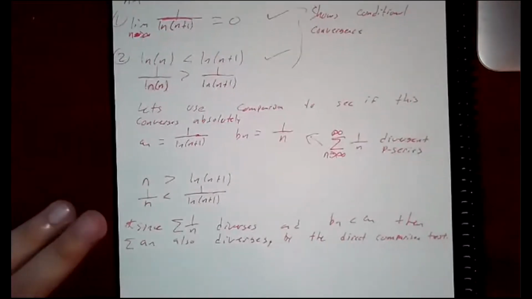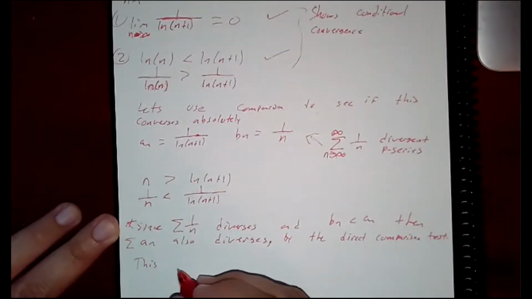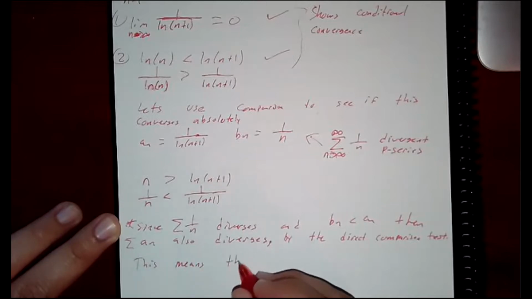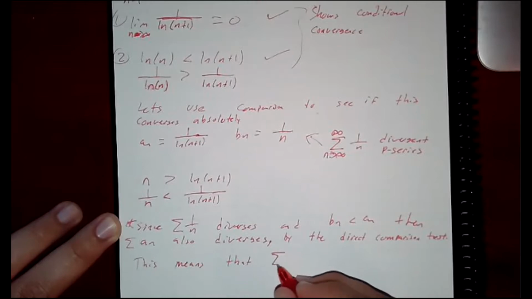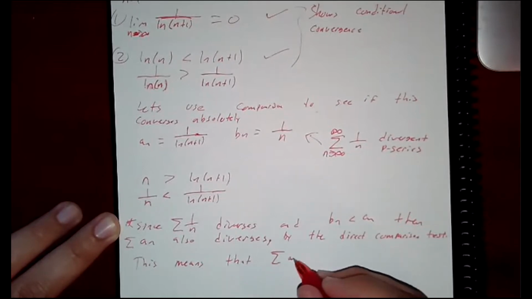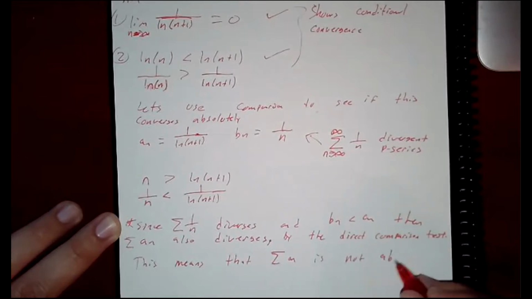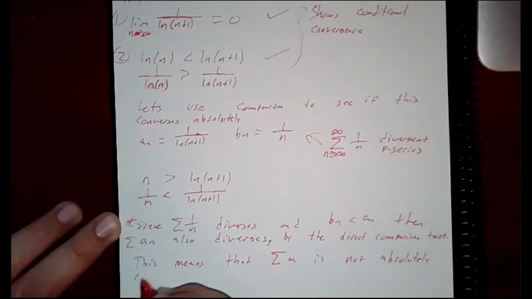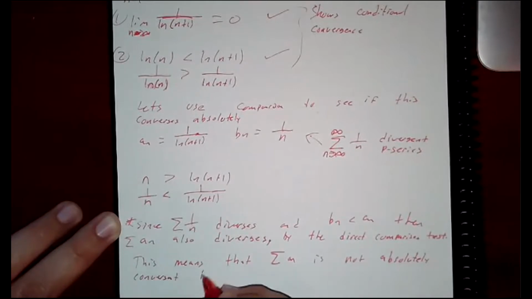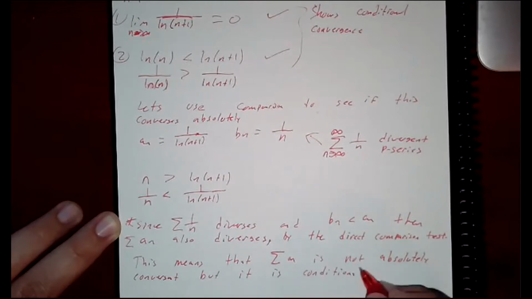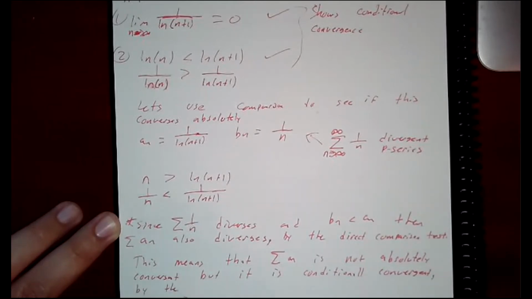So we can now say, this is the answer here. This means that the series sum of a_n is not absolutely convergent, but it is conditionally convergent by the alternating series test. So this is the actual answer.